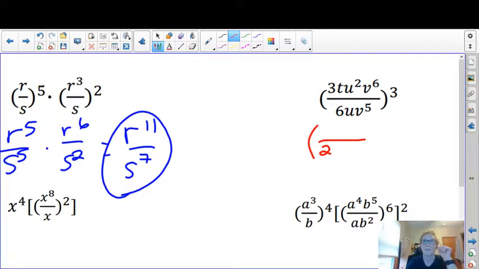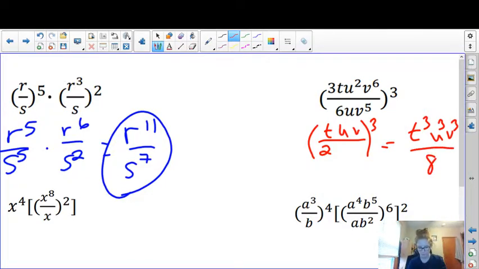I'm sorry, back up, I missed my t. So there's a t on top, because that's the only t. 2 u's on top, 1 u on the bottom, so there's just 1 on top. 6 v's on top, 5 on the bottom, so there's just 1 v, all to the third, which gives me t cubed, u cubed, v cubed, all over 2 to the third, and 2 to the third is 8.